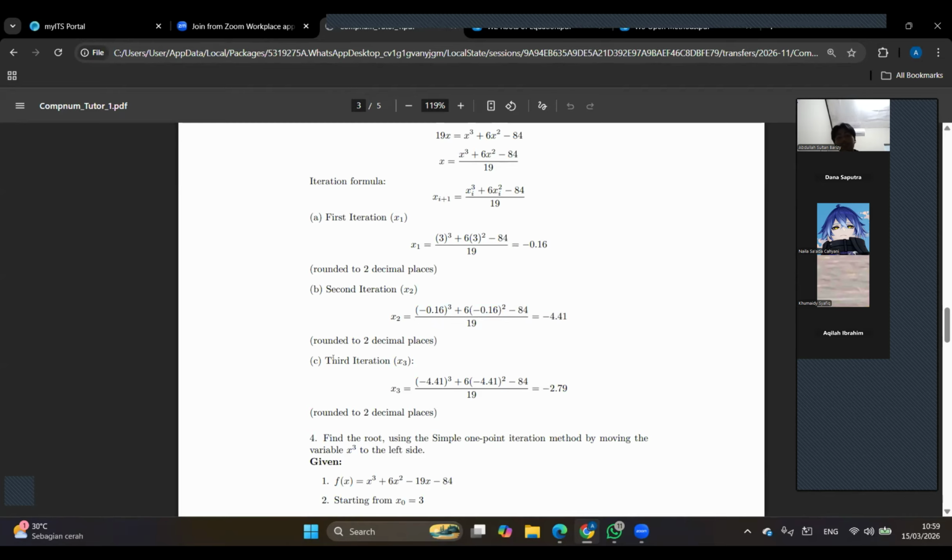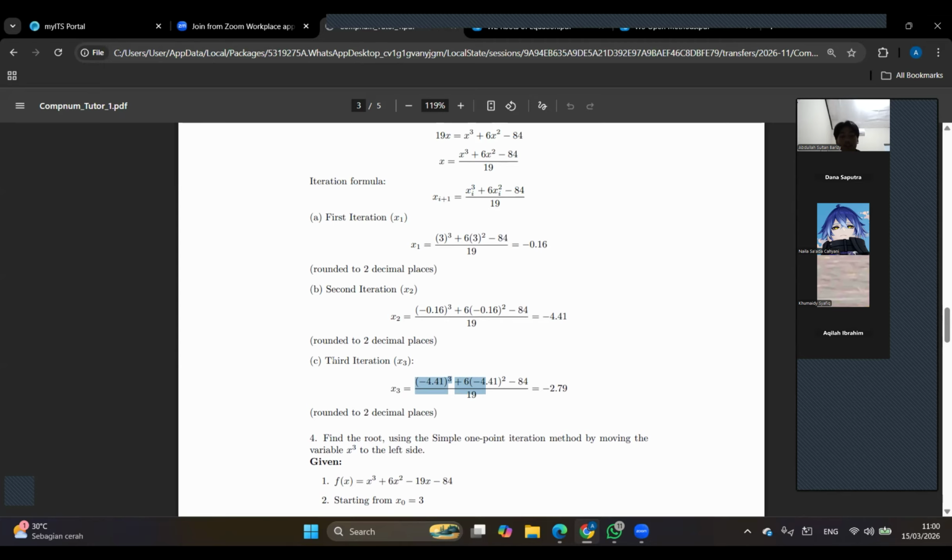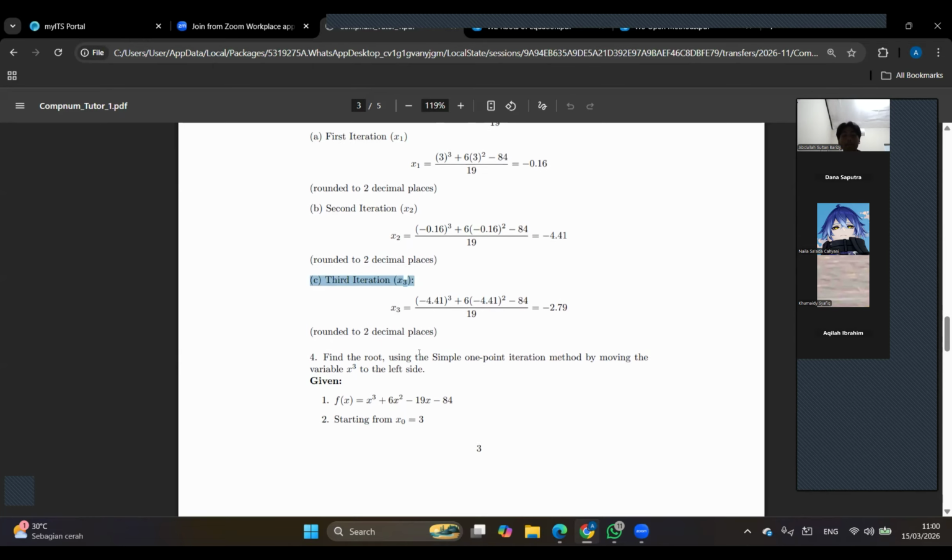And for the third iteration, we do the same. We use minus 4.41 and substitute it to x here and here. We calculate this and get that x3 is equal to minus 2.79. And then we will stop at the third iteration.